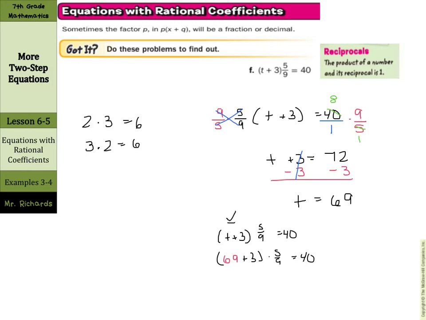Now, 69 plus 3 is 72. And I'm going to rewrite that as 72 over 1 times 5/9 needs to equal 40. Because in order to multiply these fractions, I can cross-simplify. Divide both by 9, and you get 8 and 1. And 8 times 5 is 40 over 1, which is just 40. And so 40 equals 40. And our solution is t equals 69.